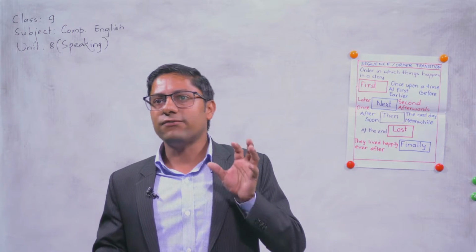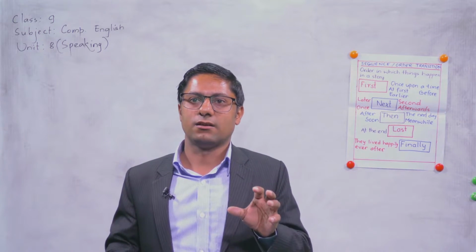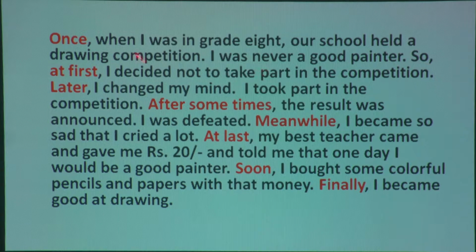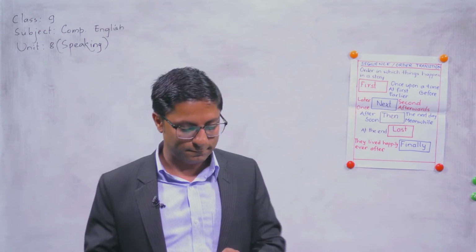So this shows the first event, what happened. See, at first, the first event, I decided not to take part in the competition. See, what happened next? Later I changed my mind, this is the next one. See, what happened then? Again, what happened next? Meanwhile is also a transition word you can use to show the connection. Similarly, see, at last, see, soon, it is also a transition to show time. Similarly, finally indicates the last event in the order or in the sequence.